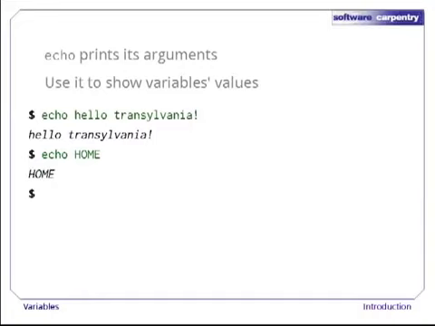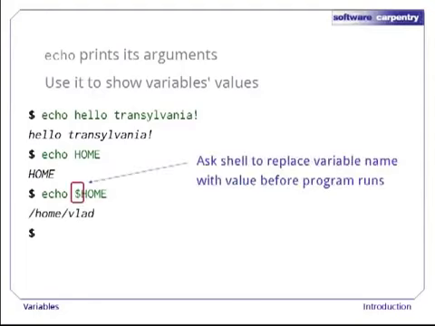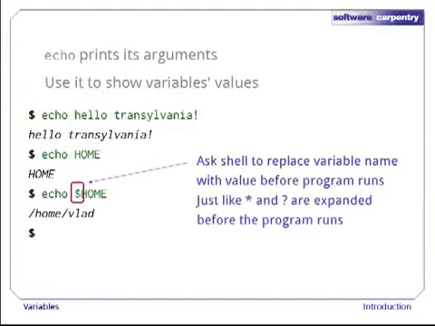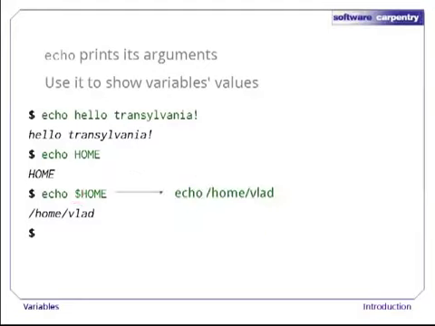Let's try this instead, echo $HOME. The $ sign tells the shell to replace the variable's name with its value. This works just like wildcards. The shell does the expansion before running the program we've asked for. Thanks to this expansion, what we actually run is echo /home/vlad, which shows us the variable's value.